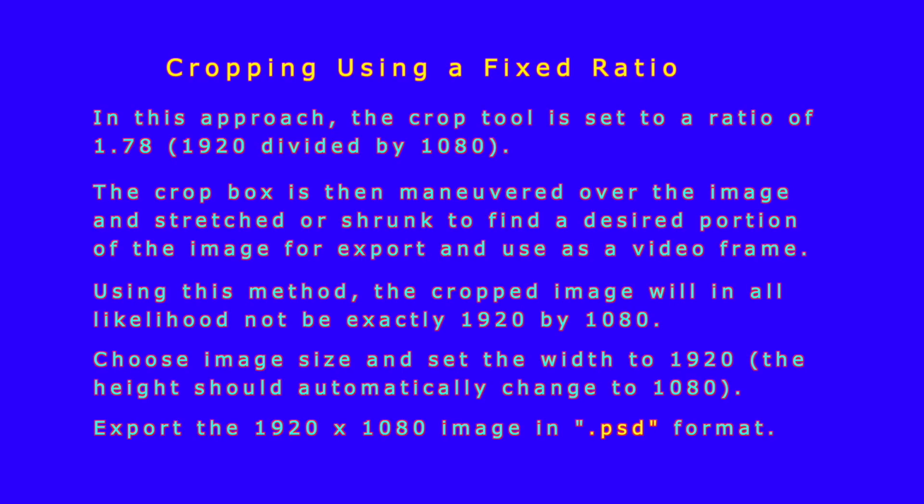Cropping using a fixed ratio. In this approach, the crop tool is set to a ratio of 1.78, which is 1920 divided by 1080. The crop box is then maneuvered over the image and stretched or shrunk to find a desired portion of the image for export and use as a video frame. Using this method, the cropped image will in all likelihood not be exactly 1920 by 1080.